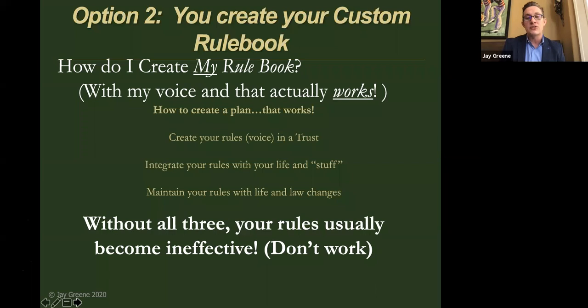We want to also make sure that we're maintaining your rules, and that as your life changes, as maybe you decide you might need to change a trustee, change some beneficiaries, you have the ability to do that. If you don't do all three of those things, then normally your plan's probably not going to work for you. It's going to become ineffective at some point in time. So what we want to do is make sure that we're maintaining our plan and that it's always going to work for us.